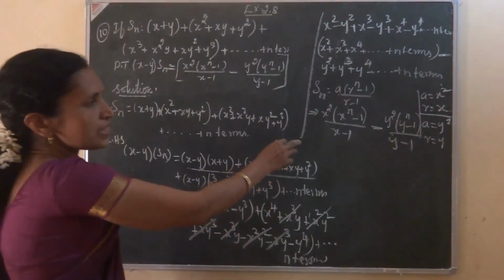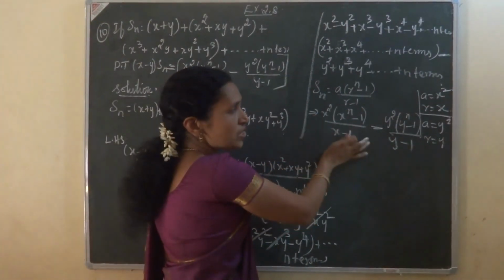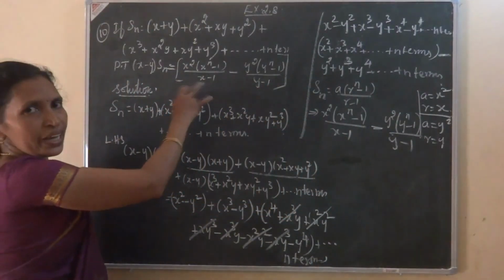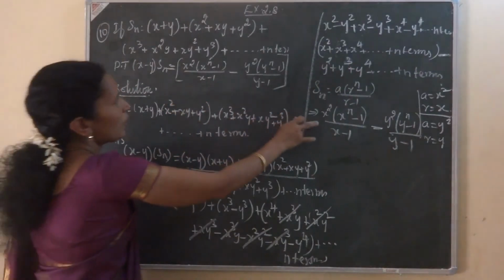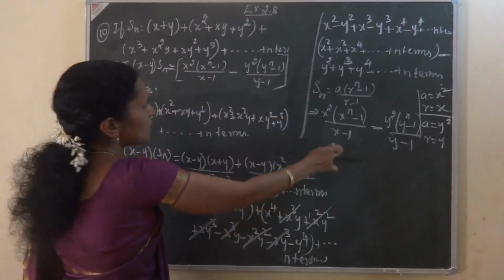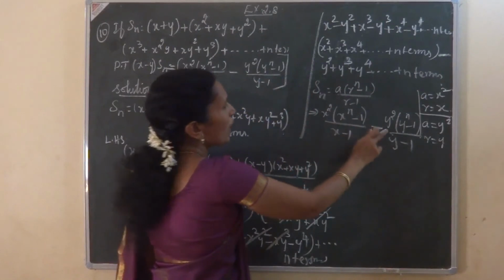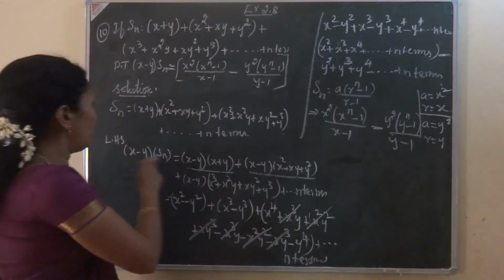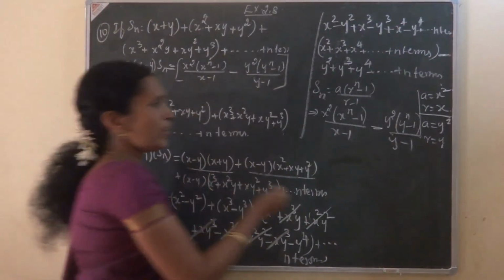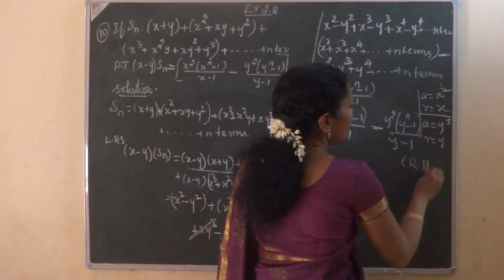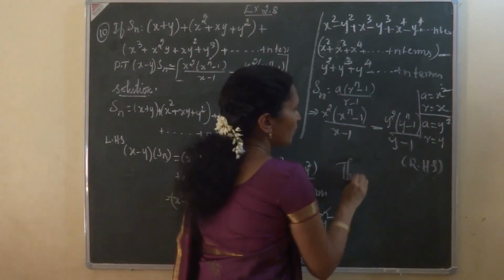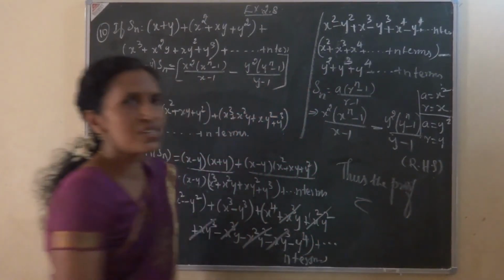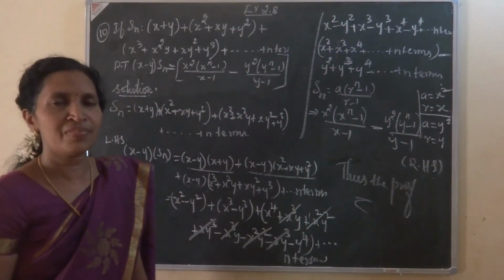Now check this, afterwards we have no simplification. Will you get the right hand side? x square into (x power n minus 1) divided by (x minus 1) minus y square into (y power n minus 1) divided by (y minus 1). So you take the left hand side, you got the right hand side value. So that's the proof. That's the answer. Do you understand students? Okay. Thank you.